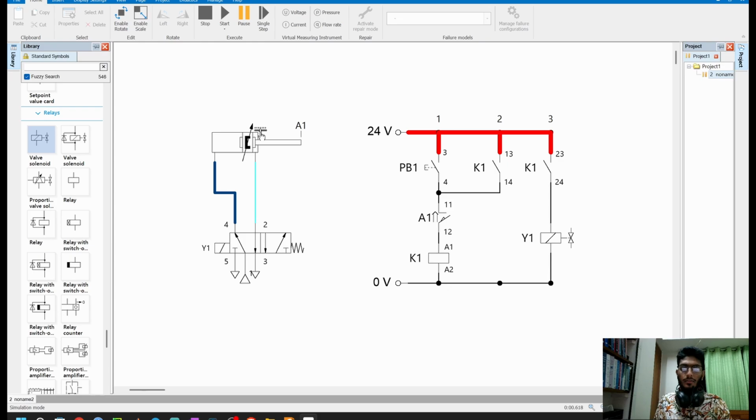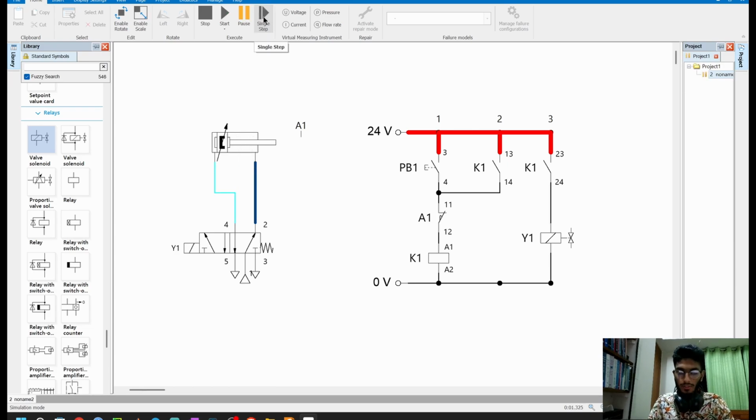A1 is sensed. Because of that, this limit switch is open and this circuit gets deactivated. So after that, for this spring action, the right side of this 5 by 2 DCV will actuate and the cylinder will return to its initial position. So that's how the circuit works.